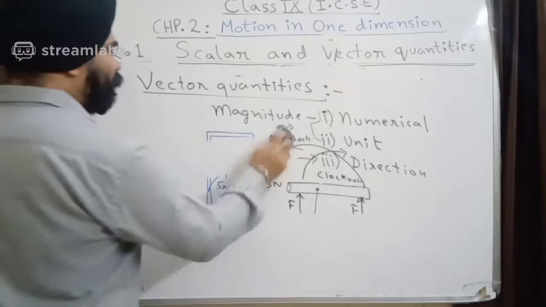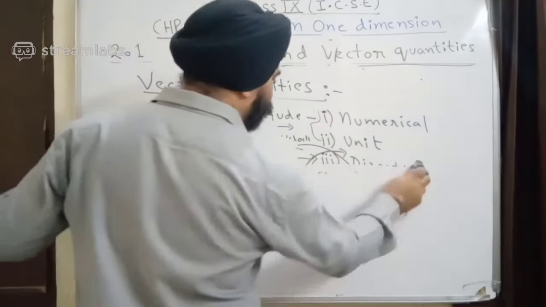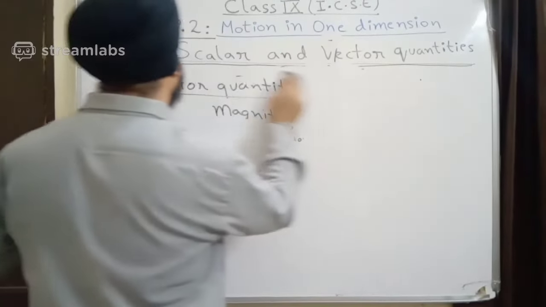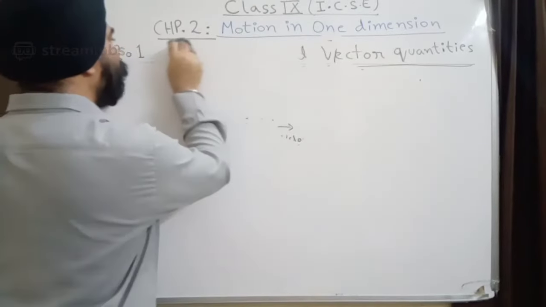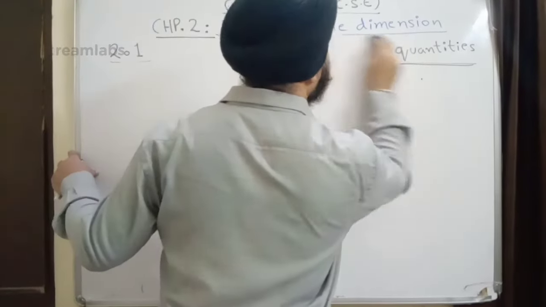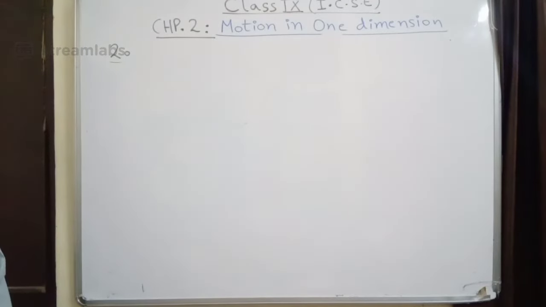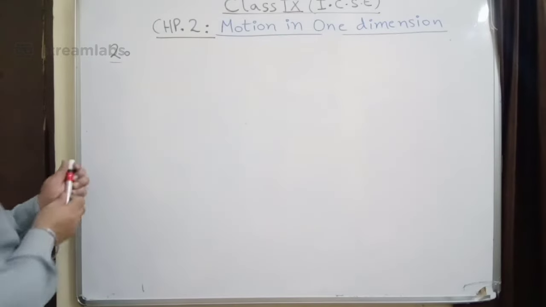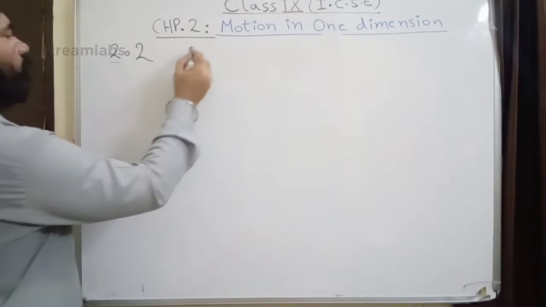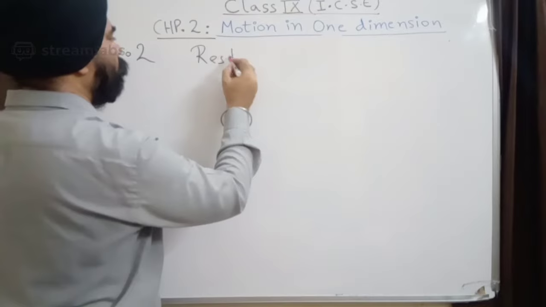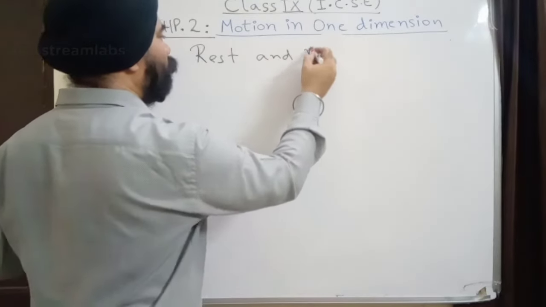So we have taken many examples. We have understood scalar, we have understood vector, and now it is time for us to move forward. We go now to, what do we have next? We have rest and motion. 2.2 is rest and motion.